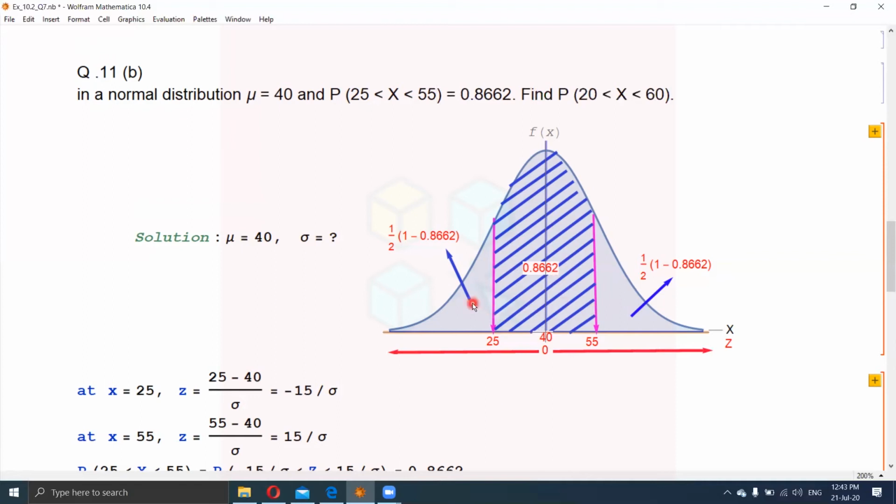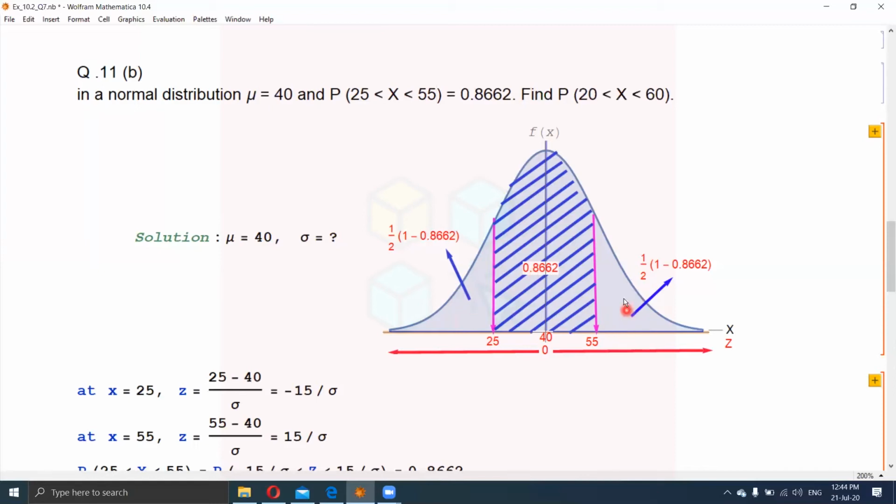And the area beyond these two points is the unshaded area on the right tail and left tail, and this area would be equal to 1 minus 0.8662, divided by 2. Since the total probability under the curve is 1, the central area is given. By subtracting the central area from 1, we get the sum of both tail areas. So by dividing this value by 2, we can get the area on each tail, left tail and right tail.